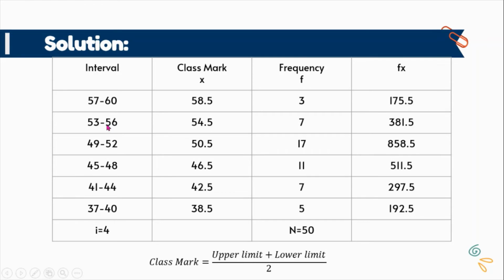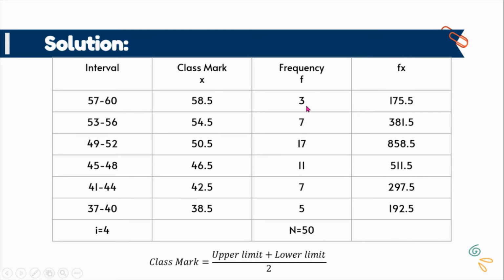Likewise, in this next column, that is 56 plus 53 divided by 2, that's 54.5. So 52 plus 49 divided by 2, that's 50.5. 45 plus 48 divided by 2, that's 46.5. 44 plus 41 divided by 2, that's 42.5. 40 plus 37 divided by 2, that's 38.5. So that's how we get the class mark or the X.